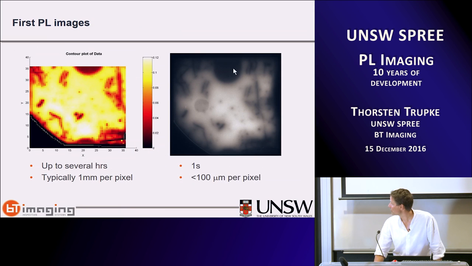So this is one of the very first PL images that we measured. On the left, again, is a result from this mapping tool. And as I said, this took several hours, typically 1 millimeter per pixel spatial resolution. This measurement was done in less than a second with less than 100 micrometer spatial resolution. So you can see orders of magnitude improvement in measurement time and image quality.